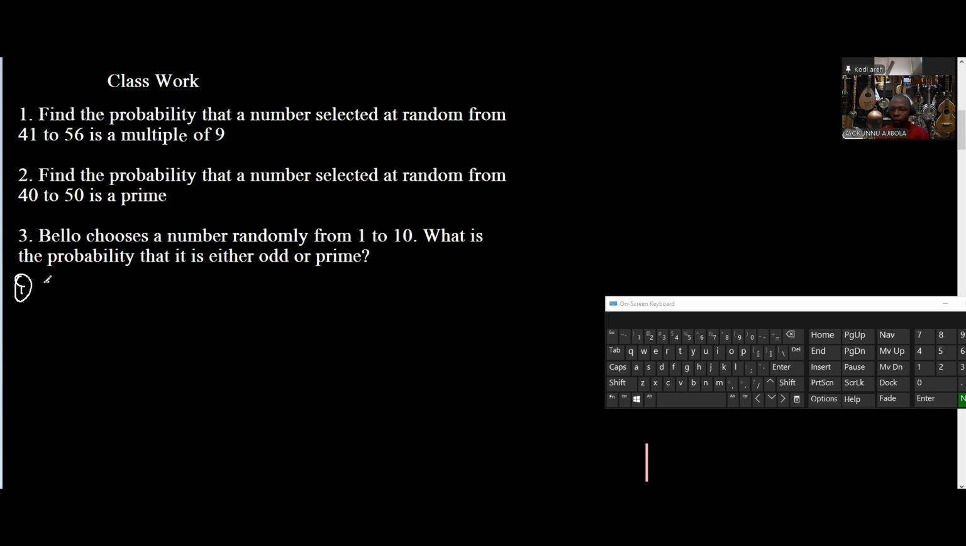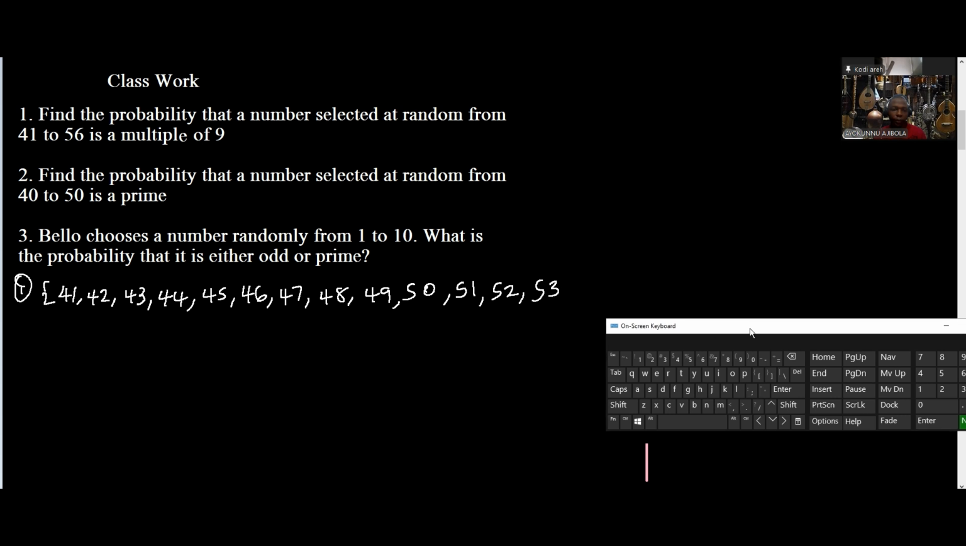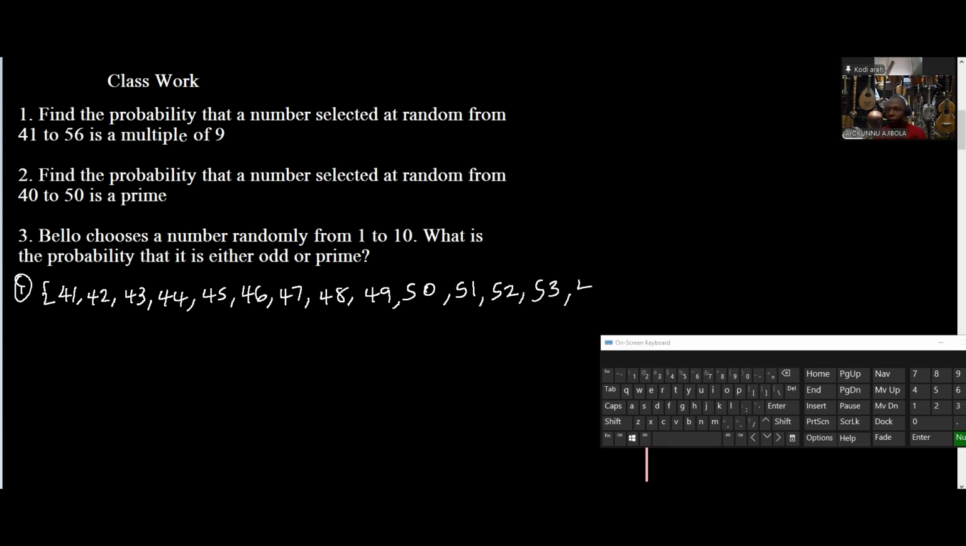Now, the first thing for that first question is for us to list all those elements, I mean, the population, which is 41, 42, 43, 44, 45, 46, 47, 48, 49, 50, 51, 52, 53, 54, 55, and 56.